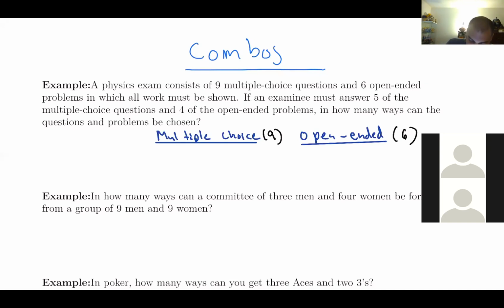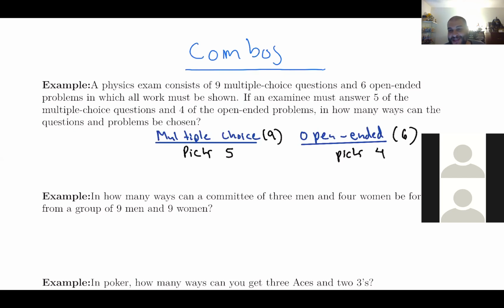So for this one, we could say pick 6. Oh, sorry, pick 5. And we pick 4. So what we want to figure out is, is this a permutation or a combination? Does it really matter what order you answer the questions in, or do you just pick whatever questions you want to do?